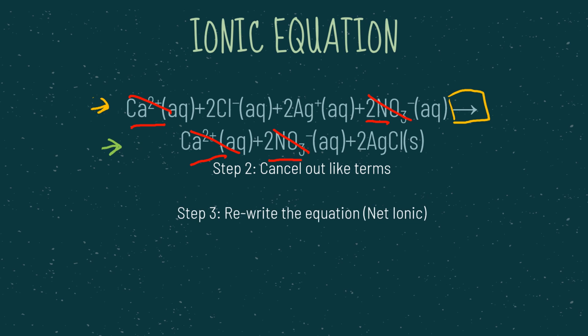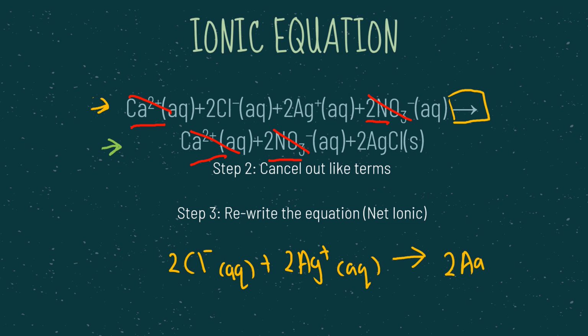Okay, step 3 is to rewrite the equation, and then this will give us our net ionic equation. So if we rewrite our equation, we only rewrite those that have not been cancelled out. This means we are left with 2Cl⁻(aq) plus 2Ag⁺(aq) to give us 2AgCl(s). And as you can see, this net ionic equation is actually balanced.